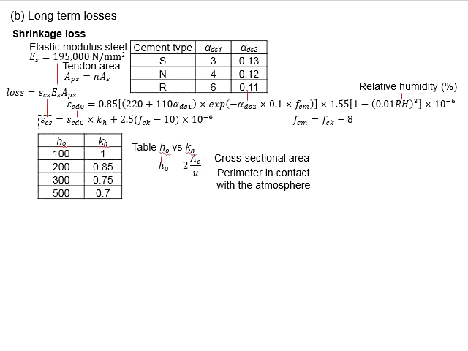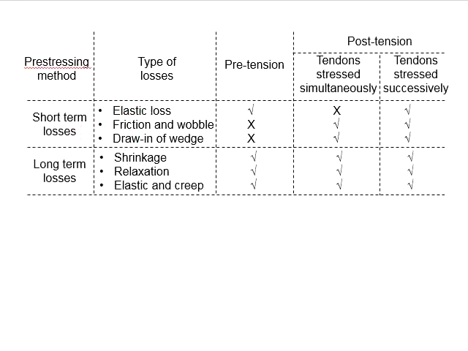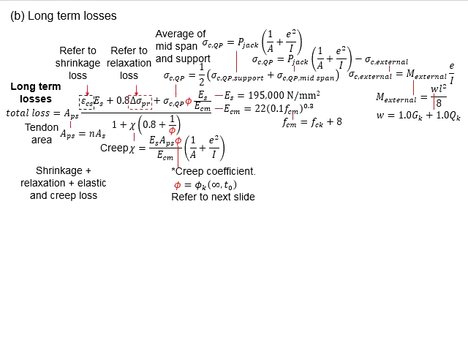In the previous videos, we have discussed the long-term losses, which include the shrinkage loss and the losses due to the relaxation of steel. As you know, for the long-term losses, there is one more component, the elastic and creep loss. In these videos, we're going to discuss the creep loss and also the long-term losses. This slide presents the equations for us to determine the long-term losses.